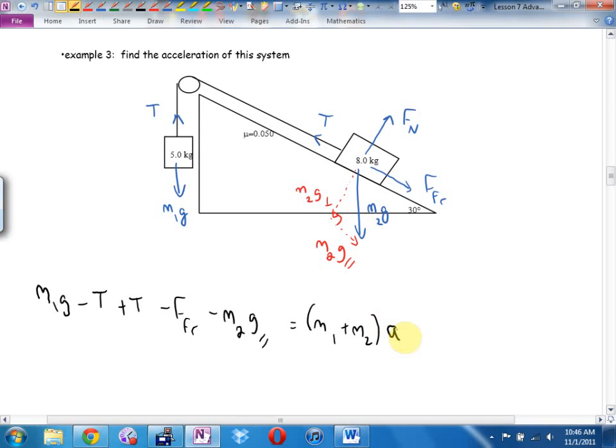I get M1G minus friction. Friction is what times what? Mu times the normal force. I don't know the normal force. Oh, but look. I know another force the same size as the normal force. So this is going to be mu M2G perpendicular minus M2G parallel, that equals M1 plus M2 times A.